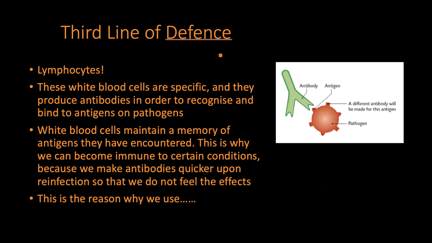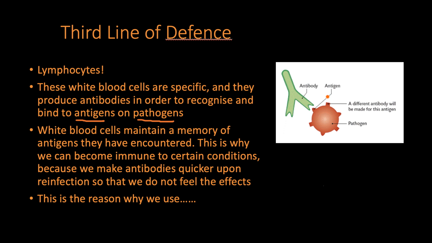Third line of defense are the lymphocytes, and this is actually specific. So the lymphocytes are white blood cells, and they produce antibodies. Antibodies are proteins which have specific shapes on them, right? They bind to stuff. They bind to what is known as the antigen on a pathogen.